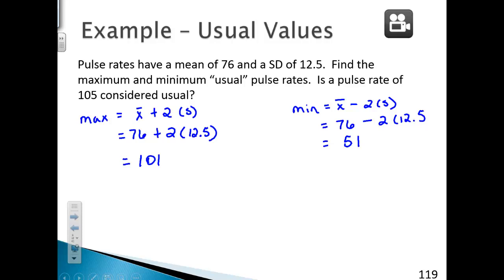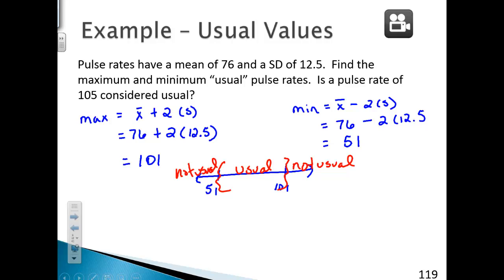So what this is telling us, say we have a number line. And on that number line, let's put 51 and 101. All the stuff in between 51 and 101 is considered usual. The stuff on the outside is not usual. So as long as we're in between 51 and 101, our minimum and maximum usual values, we're good. Outside of that, we're considered not usual.